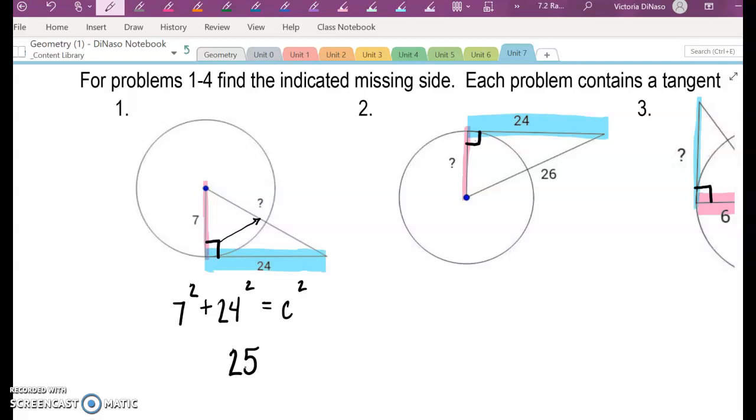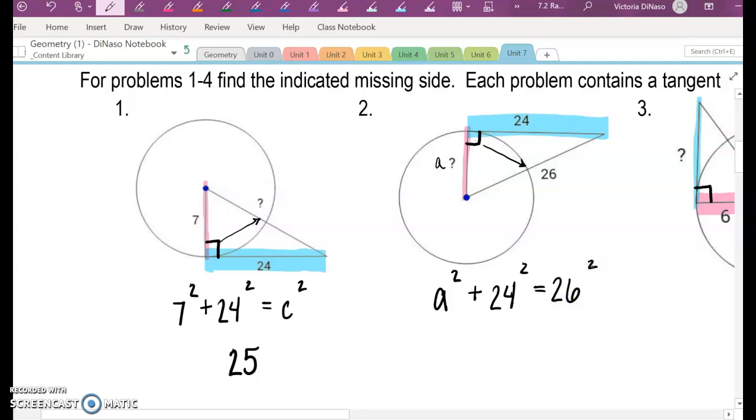For number 2, you're not looking for your hypotenuse. In this problem, you're either looking for A or B. We're looking for the radius. I'll call it A. So I'm going to do A squared plus 24 squared equals 26 squared.